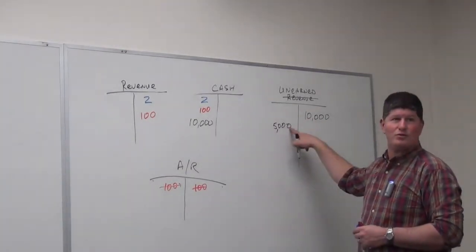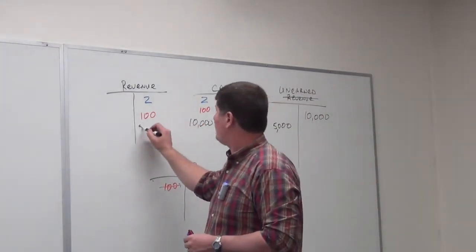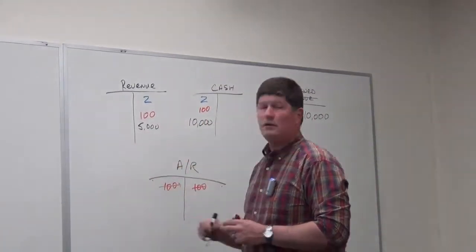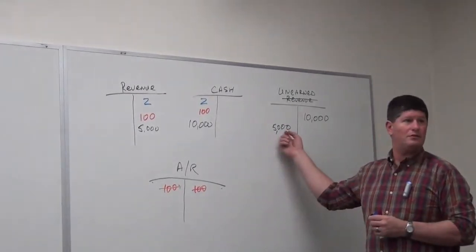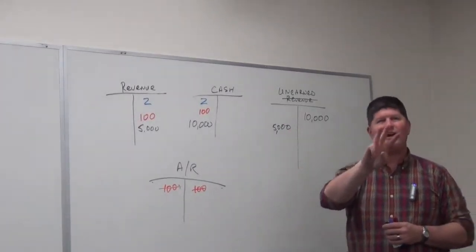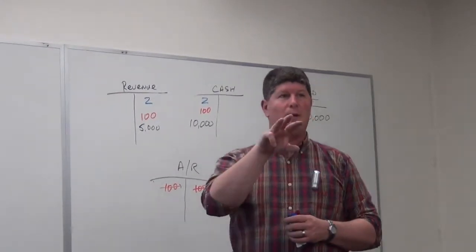I offset it against the unearned and I record the revenue at that time, but only after I've performed the service. So there are 3 times when we can record something.